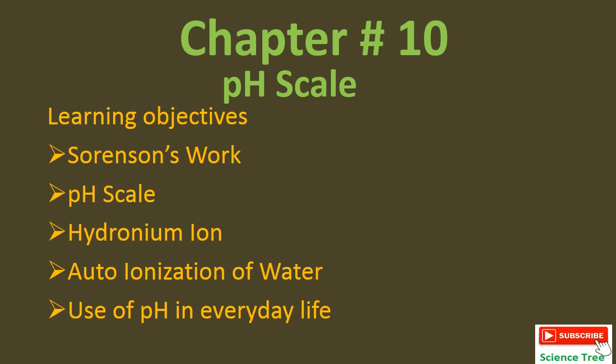Chapter number 10 from class 10th, and the topic is pH scale. So what are the learning objectives in this topic? We have to discuss about Sorensen's work, and this small p and big H has an amazing value in chemistry. What is hydronium ion? How autoionization of water takes place? And last but not the least, what is the use of pH in our everyday life? So let's dive into the topic.